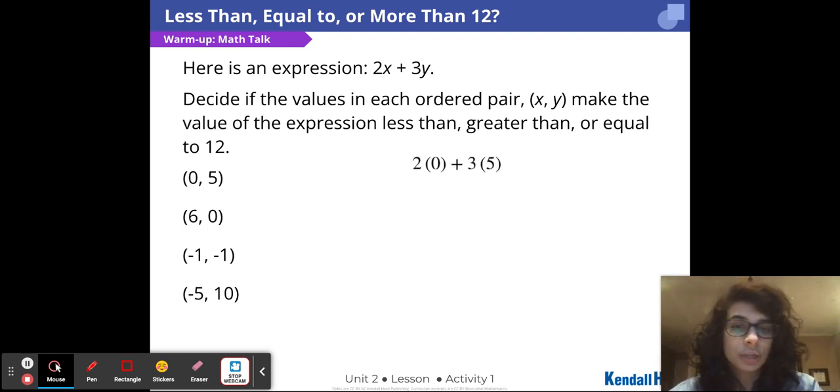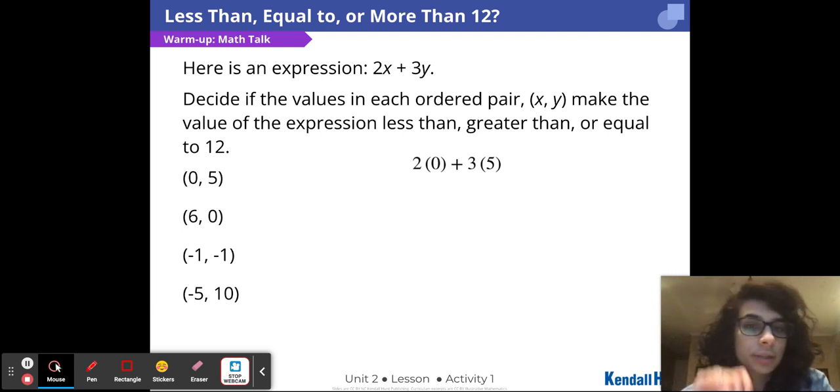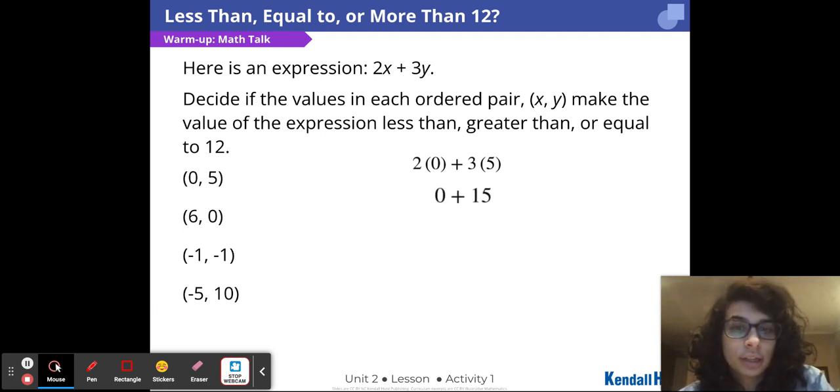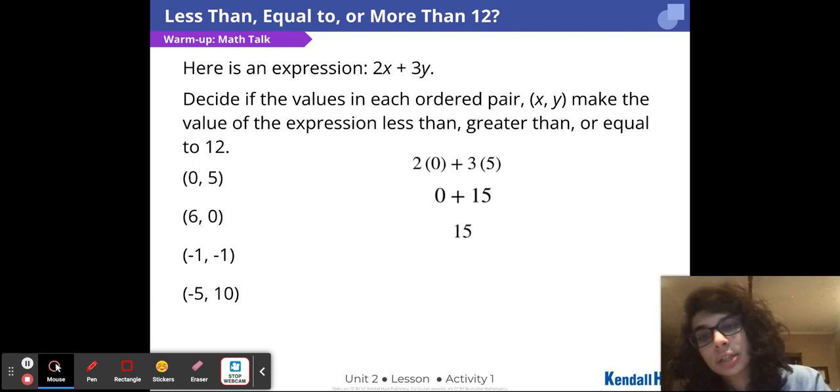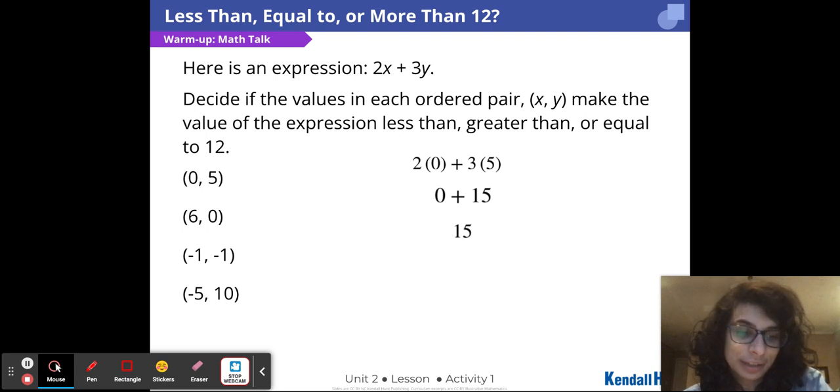So for example, if I use the point 0 comma 5, I would substitute 0 in for x and 5 in for y. So 2 times 0 plus 3 times 5. That gives me 0 plus 15, and that gives me 15. So is that value greater than, less than, or equal to 12? Tell me if that is true or not. Is 0 comma 5 a solution to my inequality that we're going to see in the next slide?